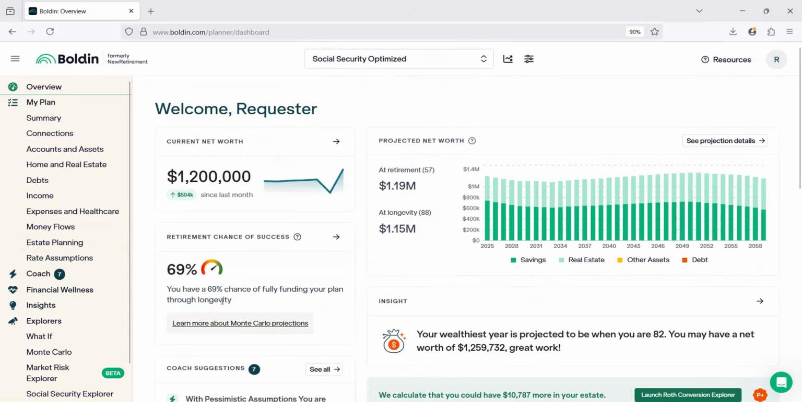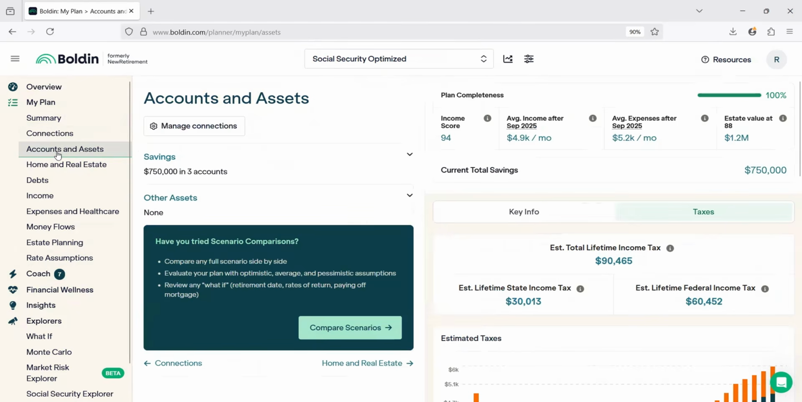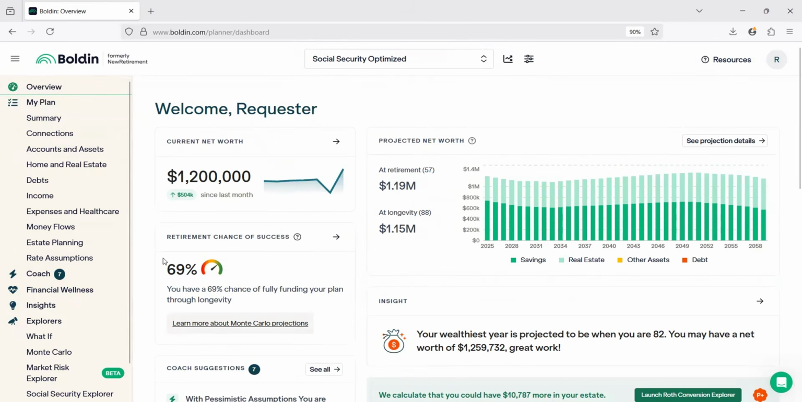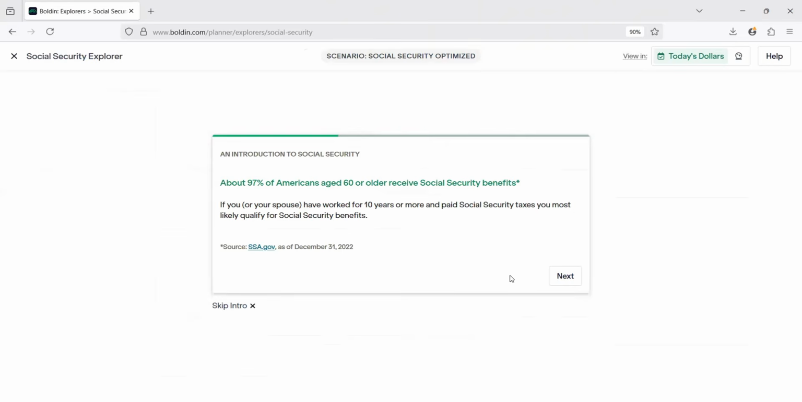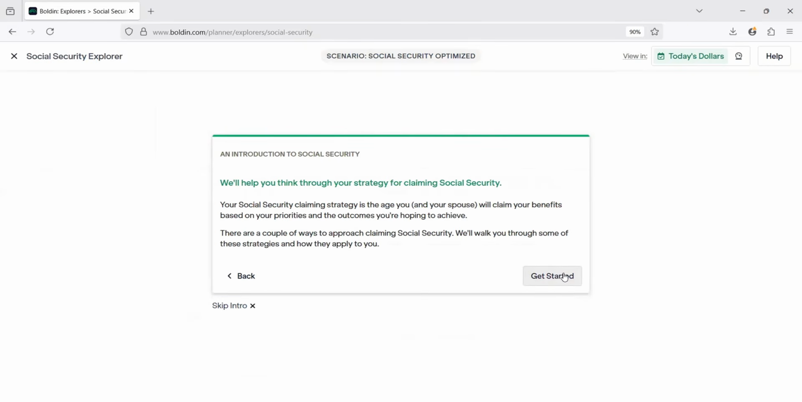Okay, and for some reason it dropped us to 69. I don't know why. Let me just take a quick look here. Oh, I'm sorry. That was foolish. 69% was because we switched the state to West Virginia, so now you're paying taxes too. So I would not be pleased with that. So let's see what we can do with our Social Security Explorer now. We're going to go into Social Security Explorer. It's going to give you a little introduction. Okay, we're going to get started.